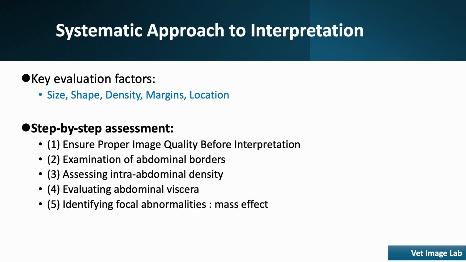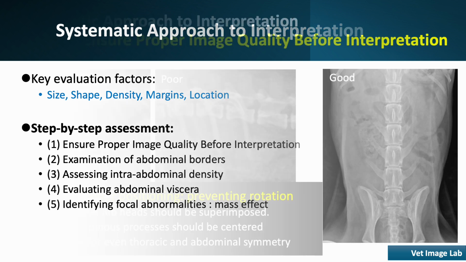After that, we evaluate the abdominal viscera, checking each organ for position, size, and structure. Finally, we identify focal abnormalities, particularly looking for mass effect. If a mass is present, the most important question is, which organs are being displaced? This will give us a clue about the origin of the mass. By following these 5 steps, we can ensure that our interpretations are systematic, accurate, and reliable. All right, let's move on to step 1.